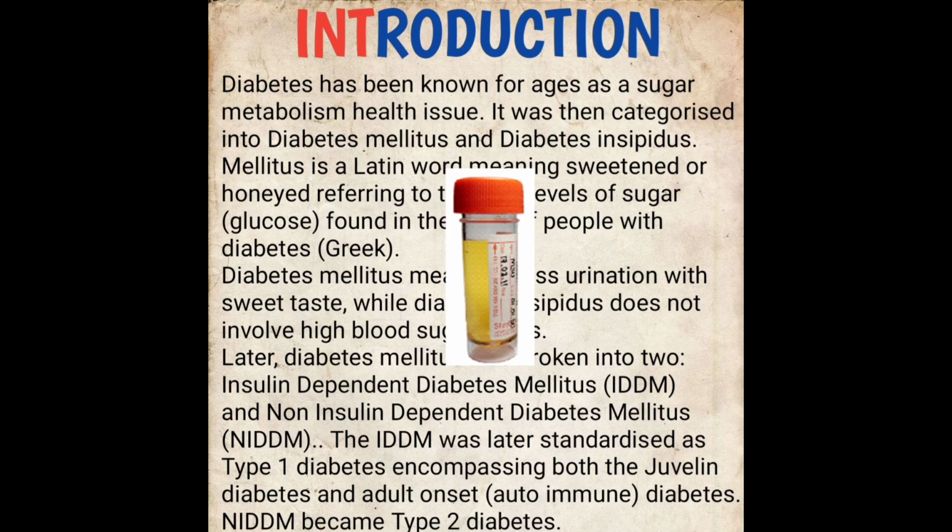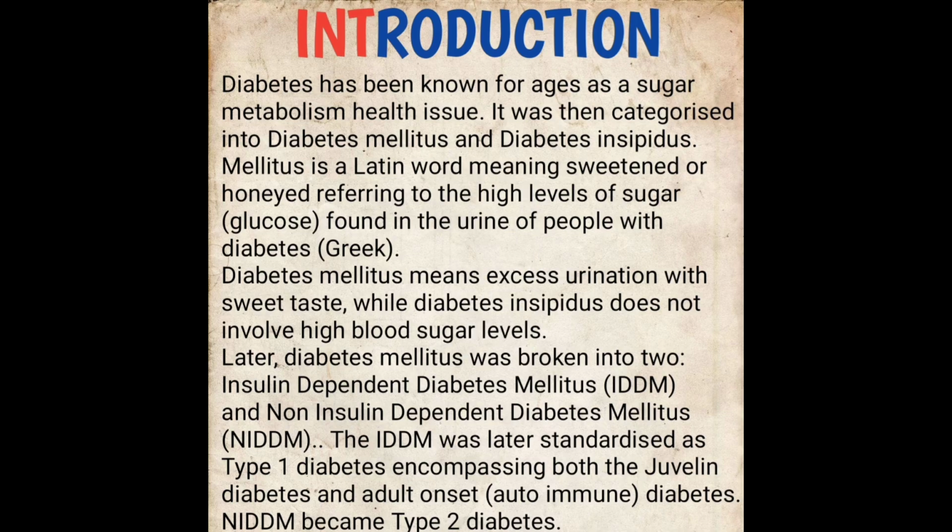Later, diabetes mellitus was broken into 2: insulin dependent diabetes mellitus and non-insulin dependent diabetes mellitus. The IDDM was later standardized as type 1 diabetes, encompassing both juvenile diabetes and adult onset autoimmune diabetes. NIDDM became type 2 diabetes.